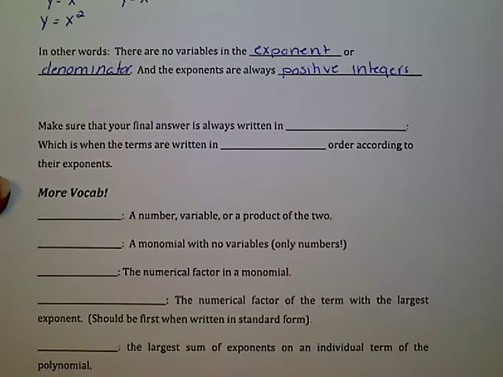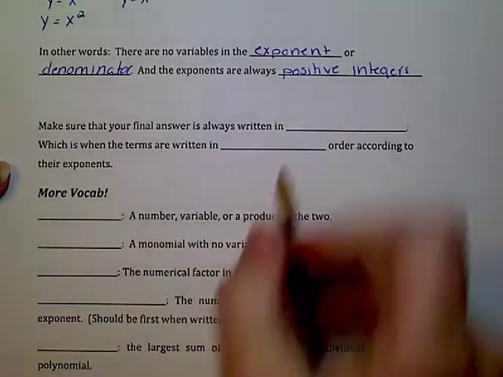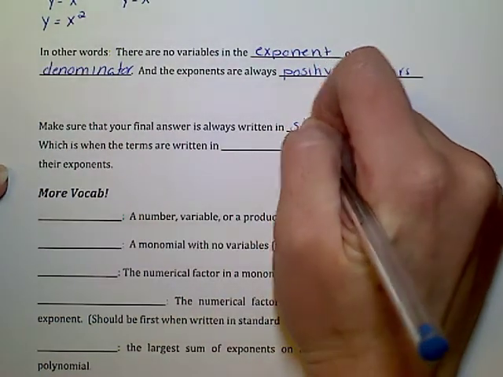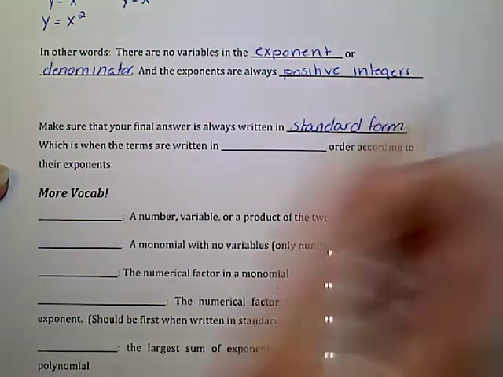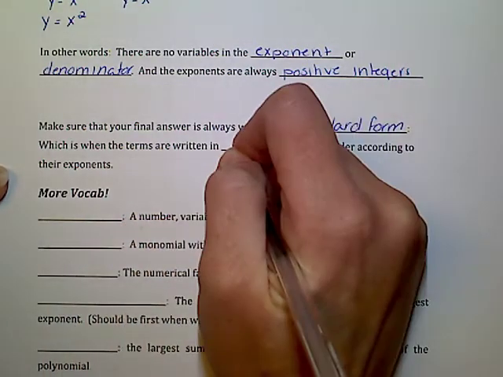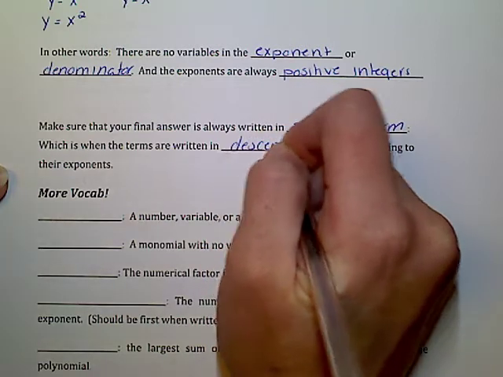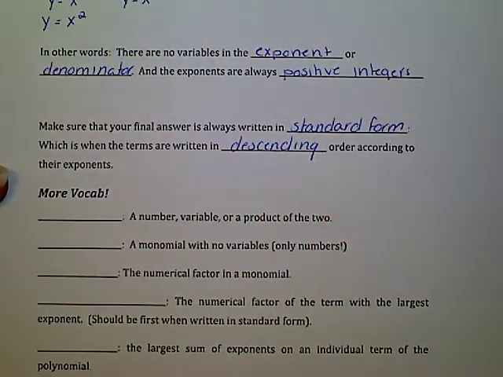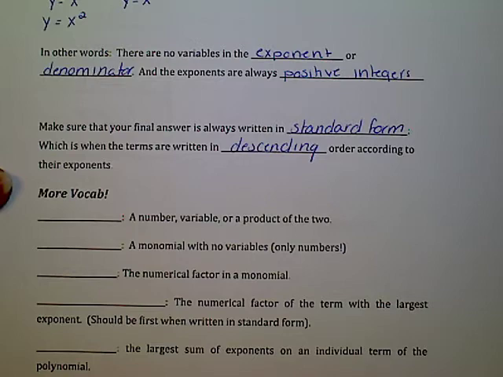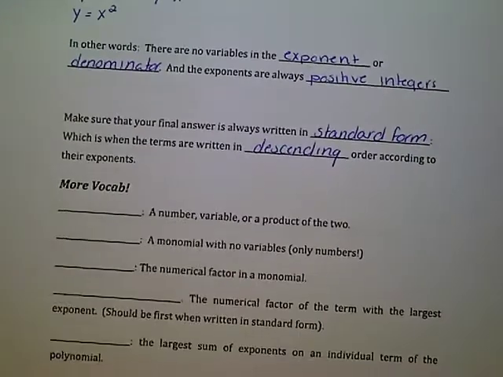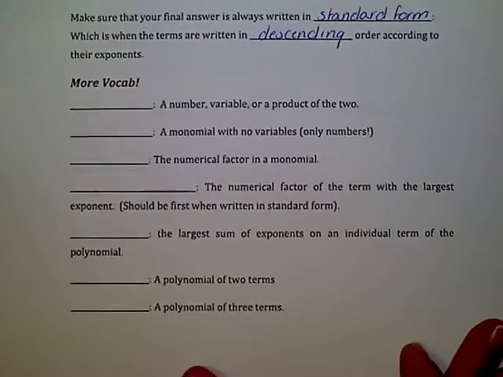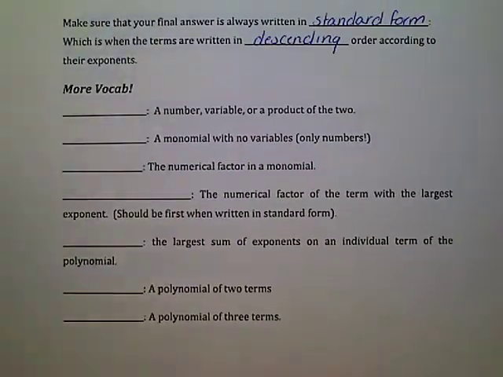Now, when you guys are working with polynomials, you want to make sure that your final answer is always written in standard form. That means that the terms are written in descending order according to their exponents. And that's, I think, most of the time what people do anyway. They're just used to writing it in standard form. There's some other vocab to take care of.